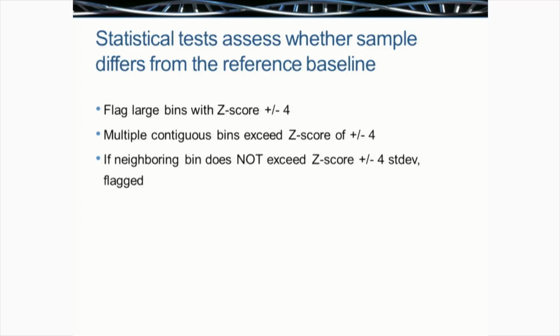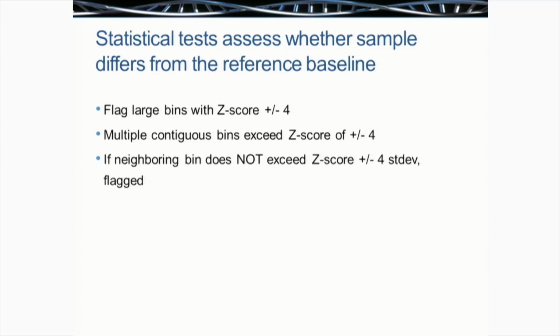So what we're doing with our statistical tests, we're going to flag large bins that have a Z-score that's either above or below 4, so above plus 4 or below negative 4. We also look at whether there's contiguous bins that exceed a Z-score of plus or minus 4. The reason we do that is because what we're trying to detect is aneuploidy, a whole chromosome or a large portion of a chromosome that is at either an increased copy state or a decreased copy state.